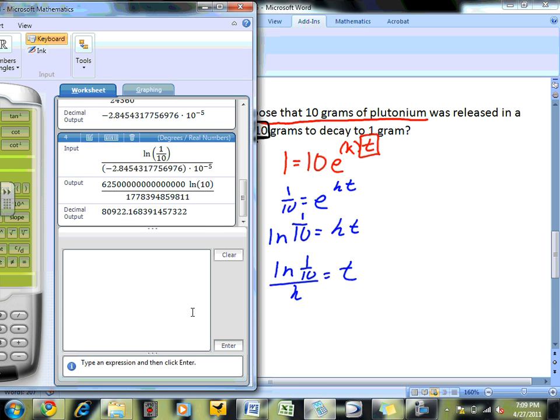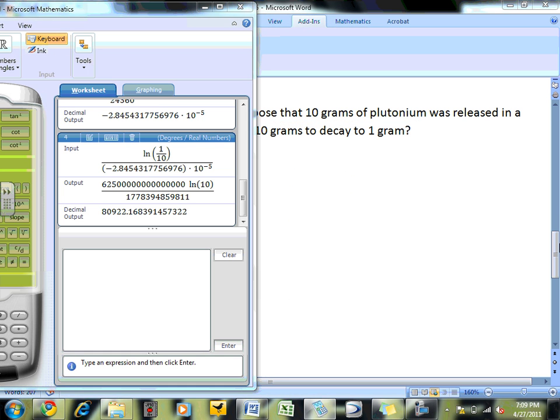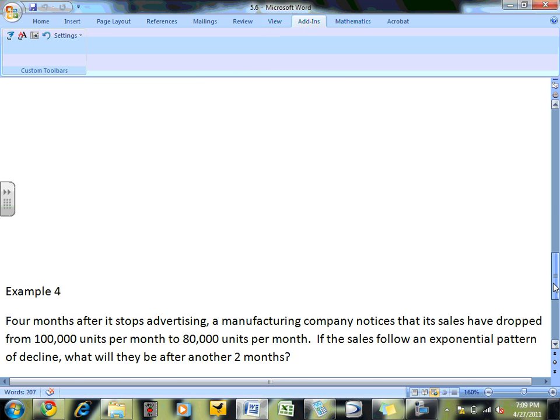Anyway, when I type that in, in order for us to go from 10 grams to 1 gram, it's going to take us 80,922 years, which is quite a long time. All right, so there's one problem there.